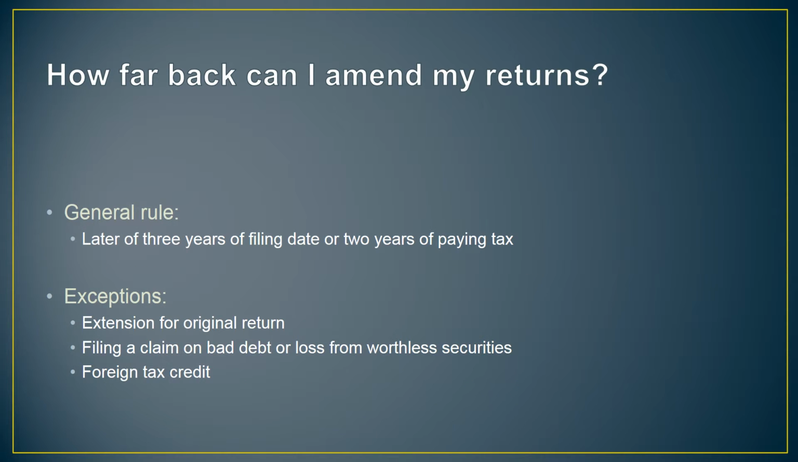So how far back can you amend? Could you amend a 1998 tax return? Well, the general rule is that you have the later of 3 years from when you filed or 2 years from when you paid the tax to amend. However, there are some important exceptions. If you filed an extension for your return, that will change the date that the IRS considers to be the filing date. Also, you get more time to file amendments for foreign tax credit or to claim bad debts or worthless securities.